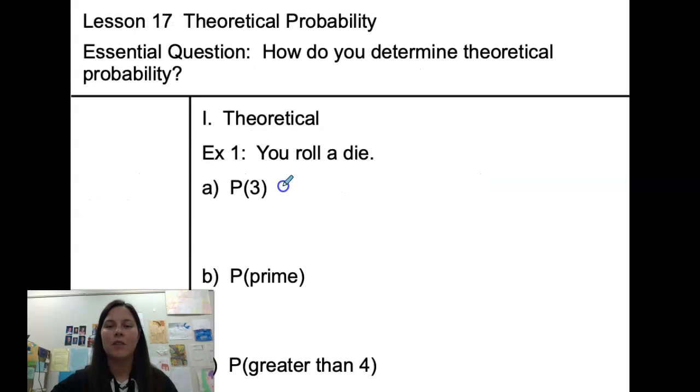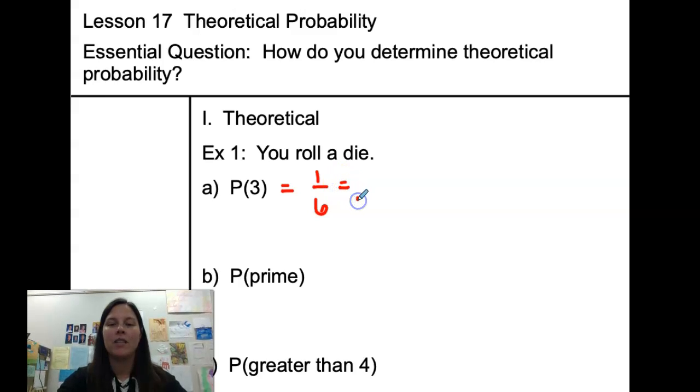So calculating some theoretical probability, if we roll a die, as a reminder, there's 6 numbers on a die, the numbers 1 through 6. So of those, one of them is a 3, out of 6 total possibilities. So there's our fraction. Converting that to a decimal, 1 divided by 6 is 0.16 repeating. Converting that to a percent, when I multiply by 100, I would get 16.6 repeating percent. So we're going to have you practice those conversion skills again today.